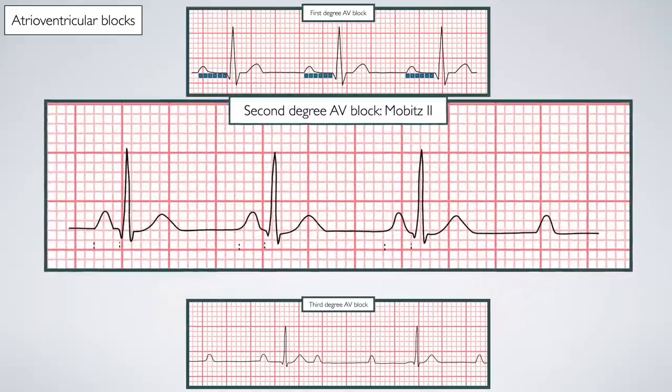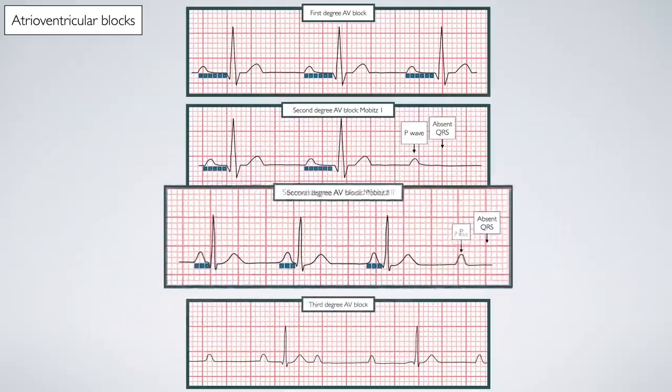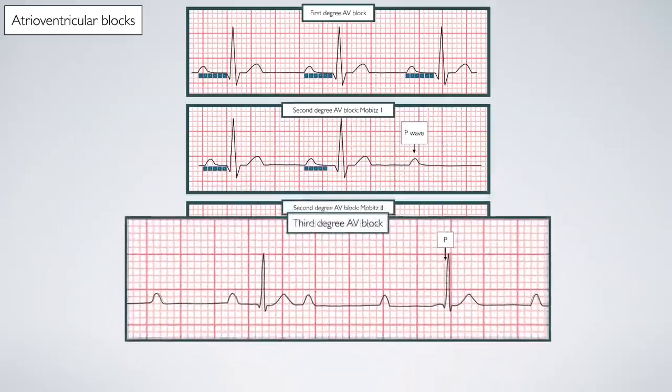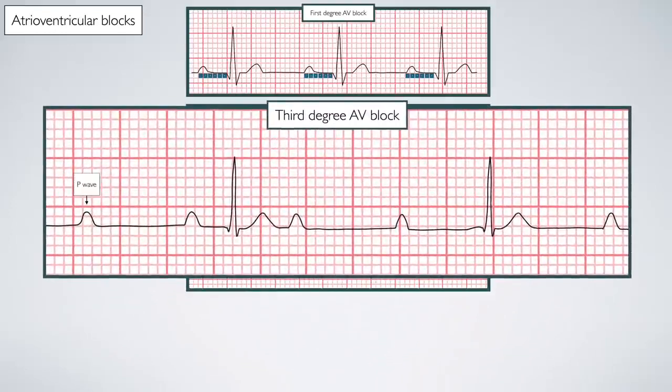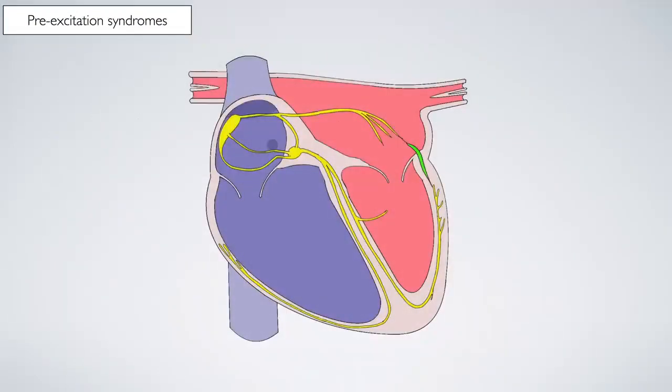Mobitz 2 presents with a fixed PR interval, but will drop a QRS complex due to a lack of conduction through the bundle of His. Third degree heart block shows complete dissociation between the atria and ventricles. P waves occur at regular intervals, but QRS complexes are generated separately by an accessory pacemaker. A shortened PR interval is seen in pre-excitation syndromes, where an accessory pathway connecting the atria and ventricles allows for early ventricular depolarization.